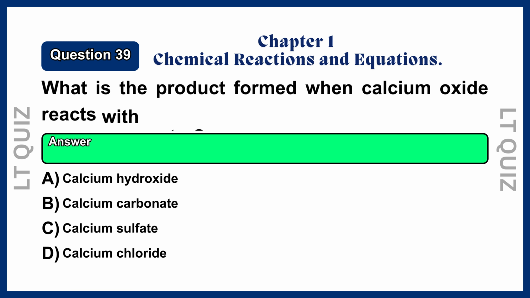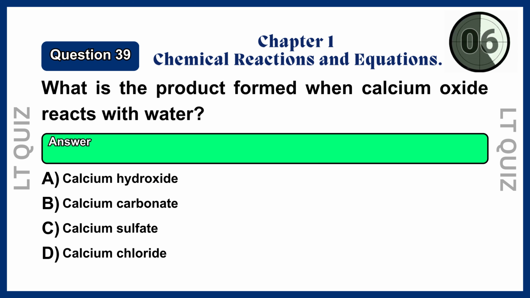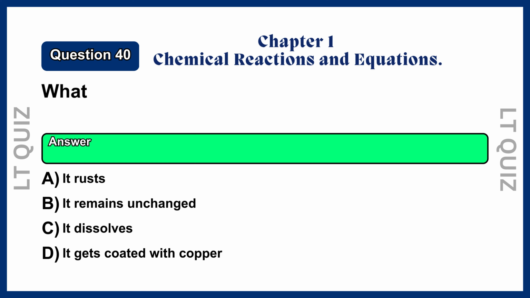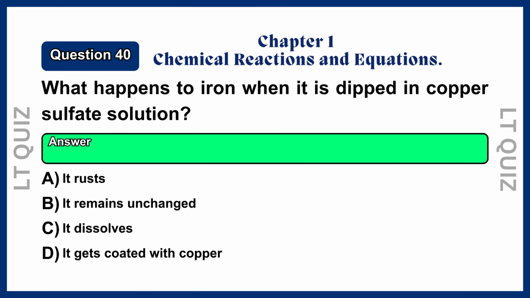What is the product formed when calcium oxide reacts with water? The correct answer is option B, calcium carbonate. What happens to iron when it is dipped in copper sulfate solution? The correct answer is option D, it gets coated with copper.